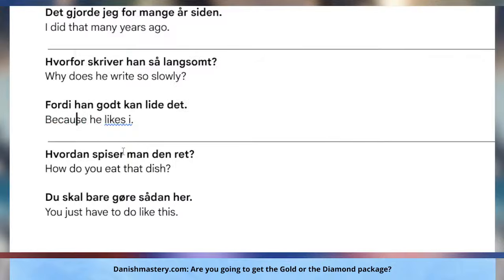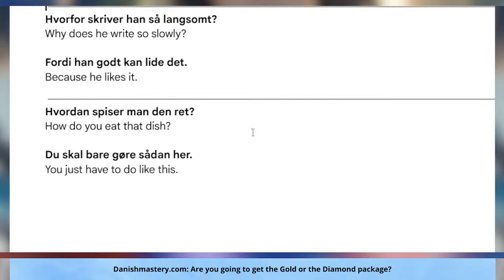Google, you're wrong. Like so, there you go. There we go. So, same thing. Right? We just put the det. We don't have to say, han skriver langsomt, fordi han godt kan lide det. Don't do that. It's very Duolingo. It's very textbook. It's not real Danish. I mean, it's correct, but it's not how we talk. It's not natural. So, yeah. Hvorfor skriver han så langsomt? Super.